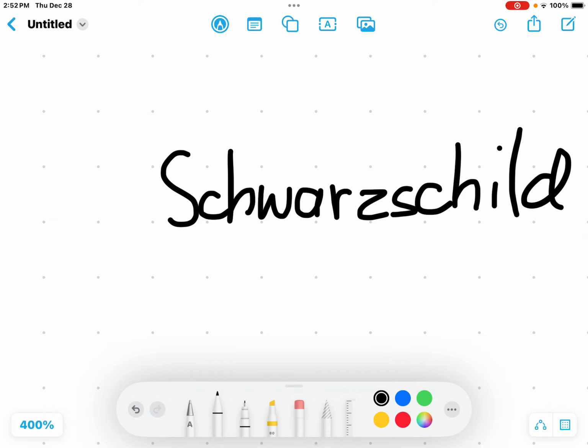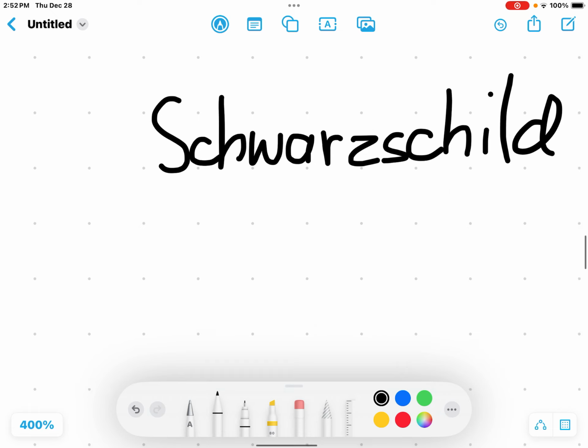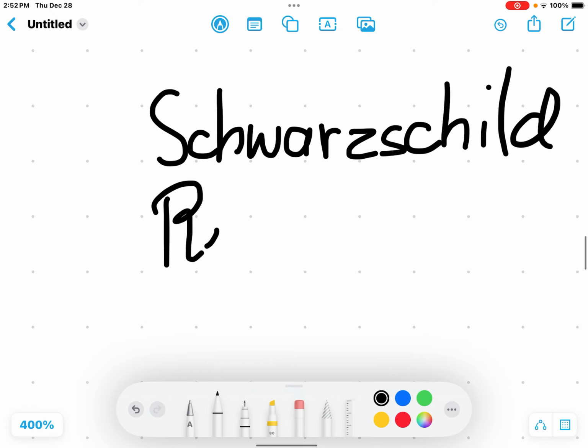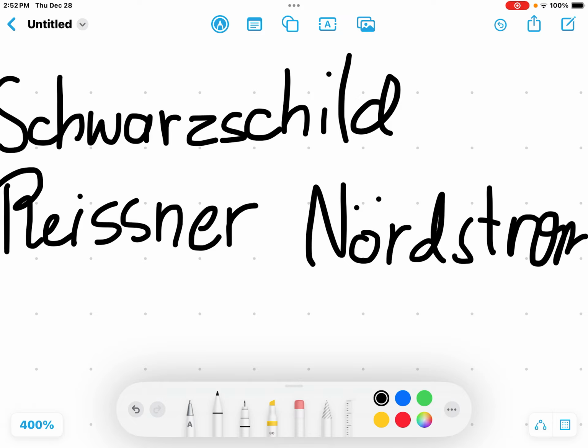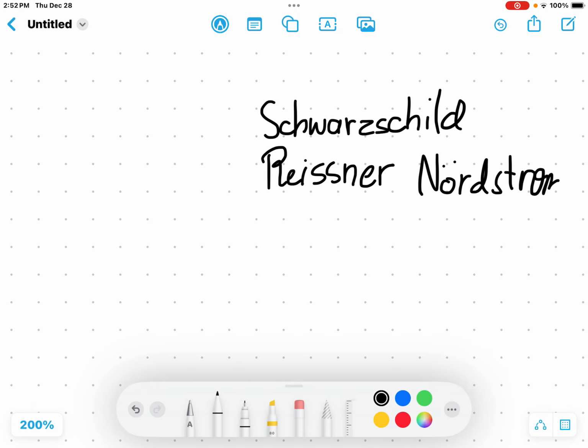And some additional stuff about the Reissner-Nordström metric. So, concerning Reissner-Nordström, I need to correct myself on that one footnote that I did about the Reissner-Nordström metric. And I need to state first that the Reissner-Nordström metric is actually not a vacuum solution.